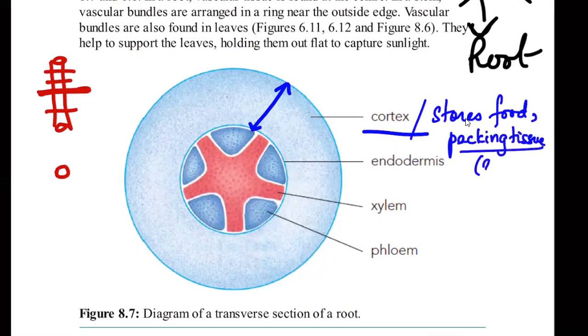Packing means it provides support. Okay, so it stores food and it's a packing tissue. And then you have endodermis. This is another tissue. Now, where is the endodermis? Let me just show you where it is.